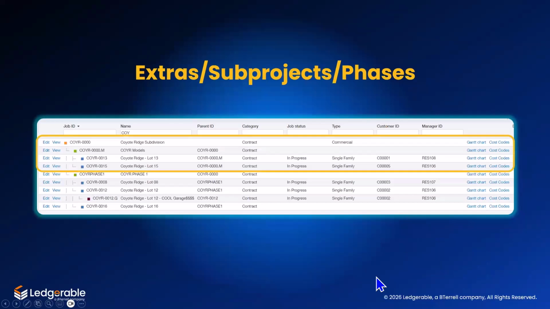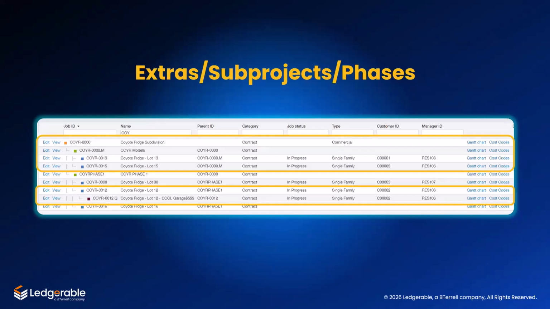With sub-projects, I can create a garage job that rolls up to the parent house job to analyze that work independently. In this slide's example, please look at the third line from the bottom. We have Coyote Ridge Lot 12, which is the house job. And that quote unquote cool garage I'm building is a sub-project of that Lot 12 house. This flexibility is a major competitive advantage of Sage Intacct Construction. You can structure your jobs the way you actually manage them in the field.